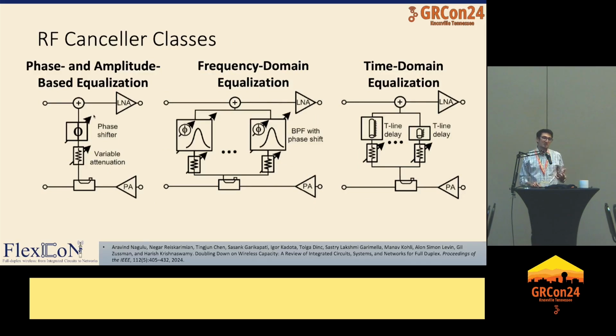So at FlexICon, we were investigating 3 different RF canceller classes, right? And this is just a quick overview of our history. First, there's the very simple phase and amplitude-based equalization, where you take a copy of your transmitted signal, you play with the amplitude and your phase settings so that you have perfect destructive interference, hopefully, and just feed that back into your receiver where, again, hopefully you destructively interfere with your self-interference.